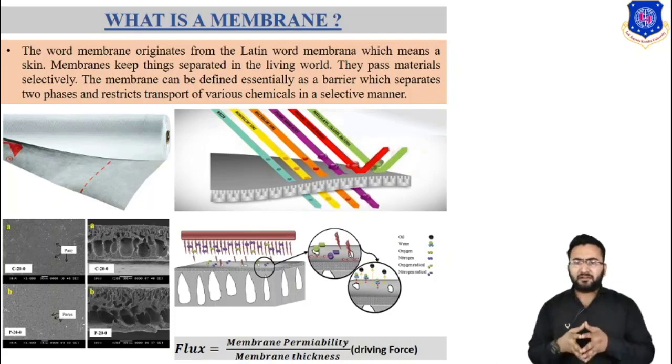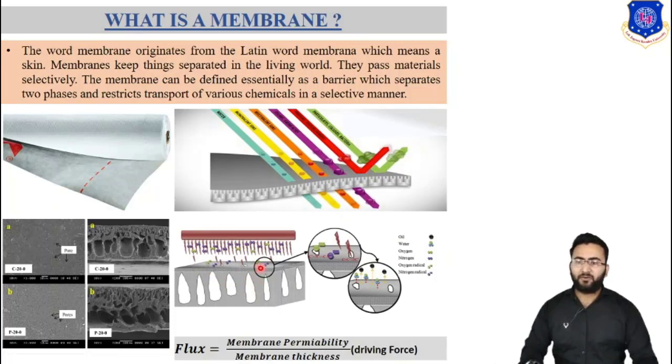The physical interactions include the encounter in filtration, where different components pass through the membrane at different rates determined by the size of the component. The flux of a membrane can be given as: flux is equal to membrane permeability upon membrane thickness into the driving force. So membrane flux is represented by this equation. This is the image of a real membrane. If we take a cross section of this membrane, we get this type of image in which there are pores, and this is a top view of the membrane.